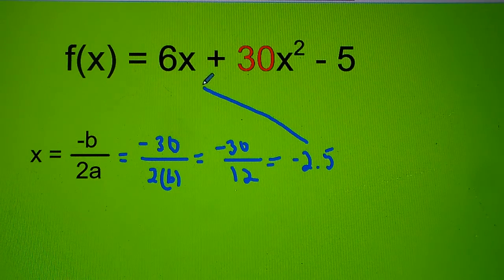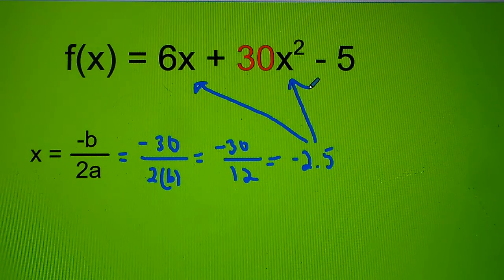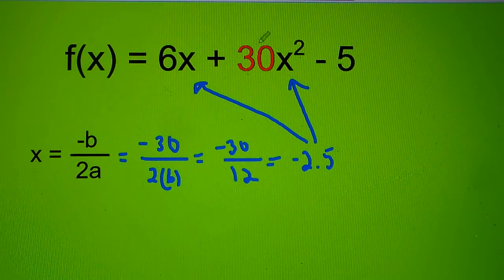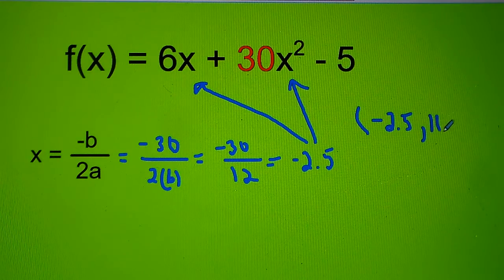That's my x value that I'm going to put in for x in both of those locations. So 6 parentheses, negative 2.5, close parentheses, plus 30, open parentheses, negative 2.5, close parentheses, squared, minus 5. So it's okay if the x squared doesn't come first. It's not a big deal when working here, so we don't always have to write it in standard form. So my vertex is negative 2.5, comma, 167.5.